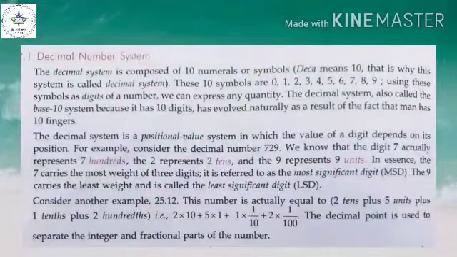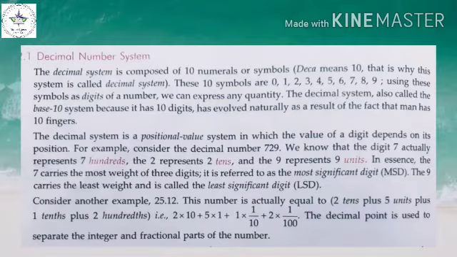First of all, the decimal number system. This system is composed of 10 symbols, 10 numerals. These are 0, 1, 2, 3, 4, 5, 6, 7, 8, 9. That is altogether 10 numerals or 10 symbols. Any number in this number system is formed with the help of these 10 symbols only. The decimal system is also called the base 10 system because it has 10 digits in it.